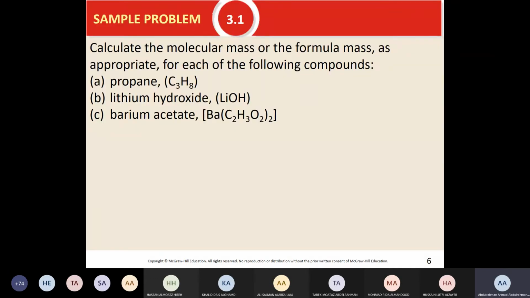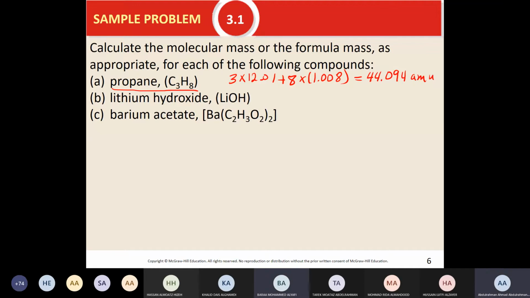All right. Very quickly, tell me what's the mass of propane? 3 times 12.01. Do it in your calculator. I want an answer. 3 times 12.01 plus 8 times 1.008. What's the total? 44.094.